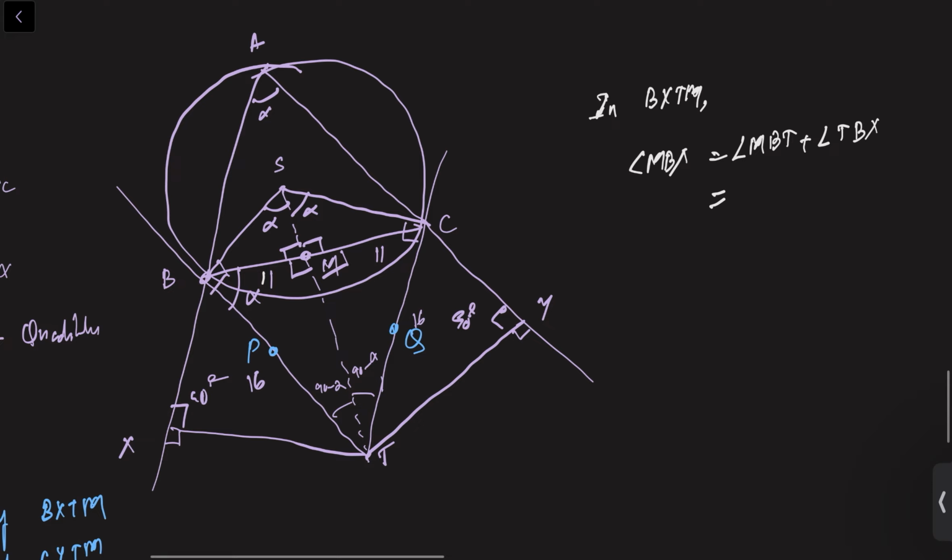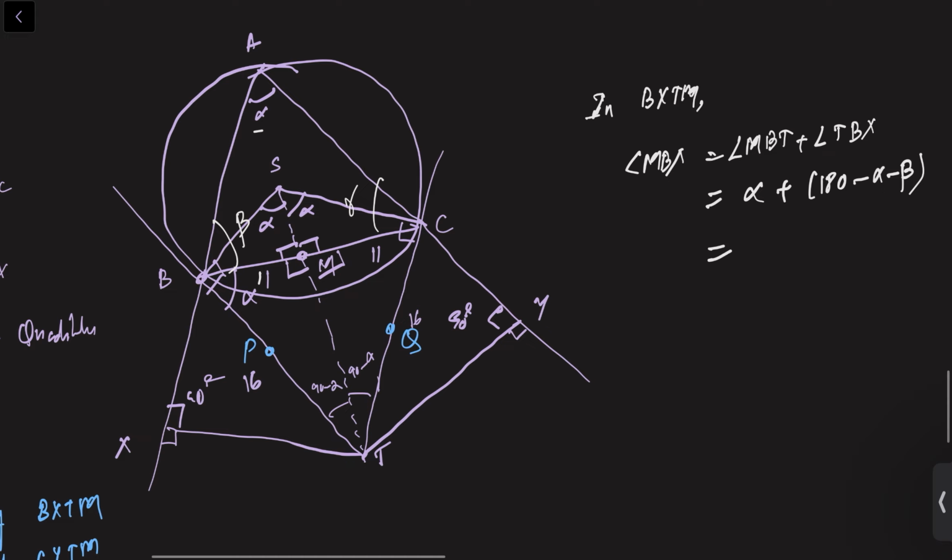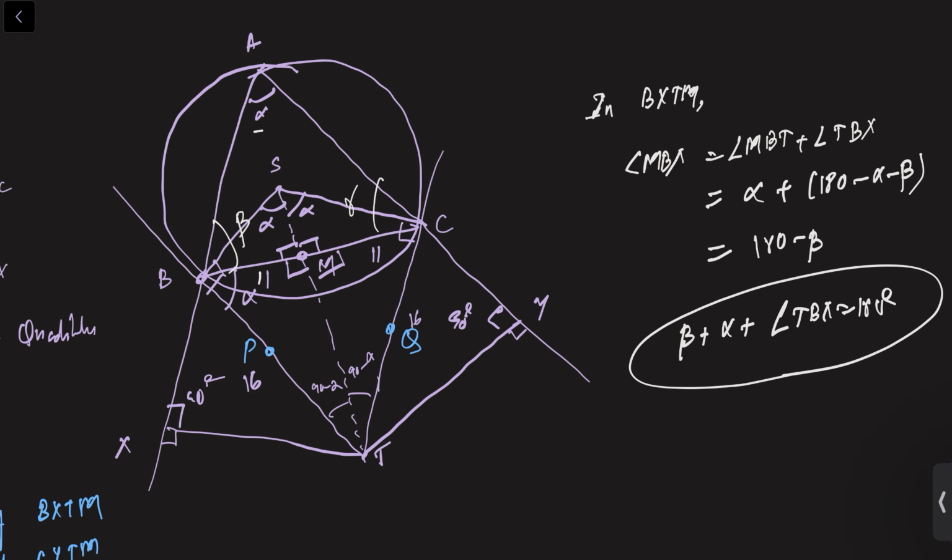So MBT is nothing but alpha, and TBX is nothing but 180 minus alpha minus beta, because we consider this as beta and this as gamma, like alpha, beta and gamma as the angles of this triangle. So by using simple angle chasing, we get this as 180 minus beta. And since we have a straight line there, beta plus alpha plus angle TBX is 180 degrees. That is the reason why I directly wrote this as 180 degrees minus beta minus alpha.